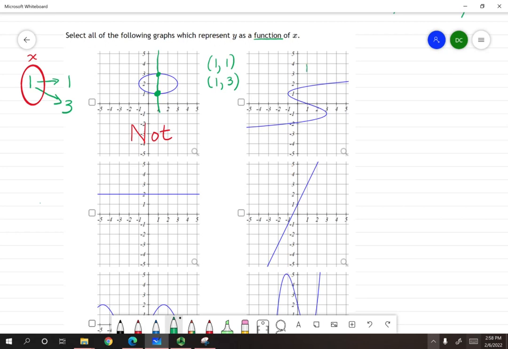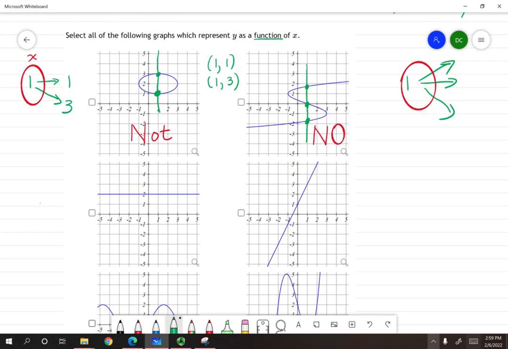So let's look at this next one. Again, this one, oh my gosh, if x is 1, y is here, and here, and here. So if x is 1, y goes to 3 different values. That is definitely not a function. That's breaking the rules.